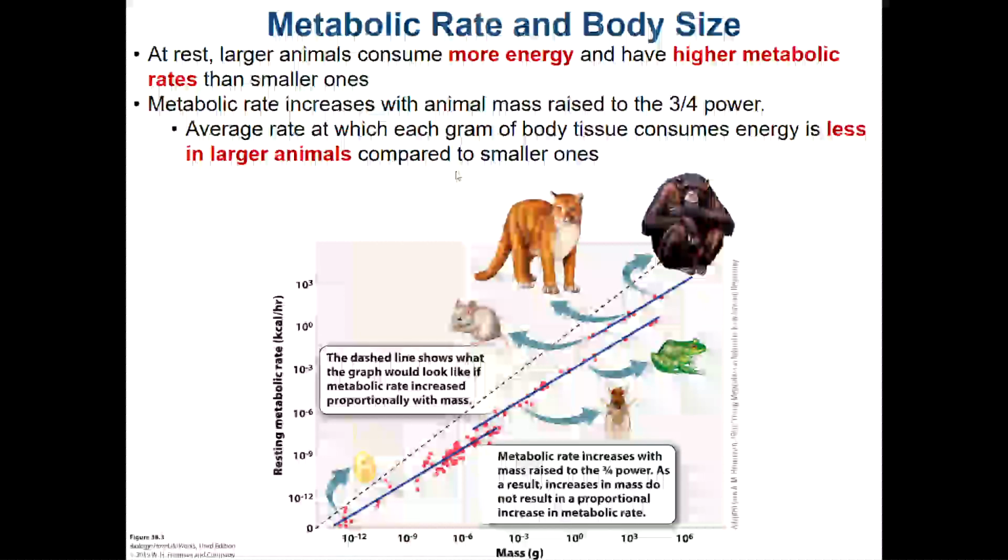So if we're comparing this fruit fly to the chimpanzee, even though the chimpanzee is a larger animal and requires more energy overall, each gram of body weight in the chimpanzee uses less energy than a gram of body weight for the fruit fly. So larger animals are more efficient at using energy to fuel their body.